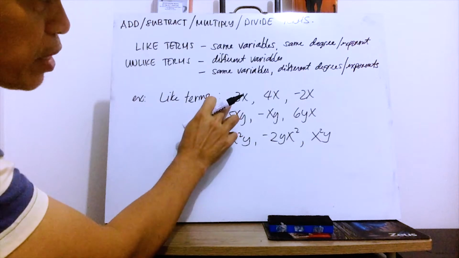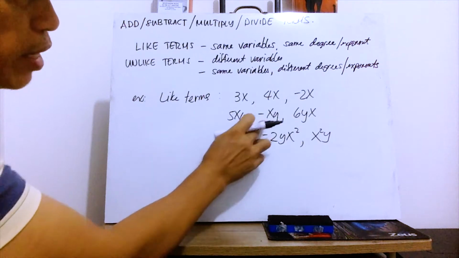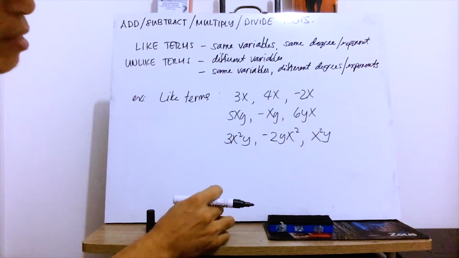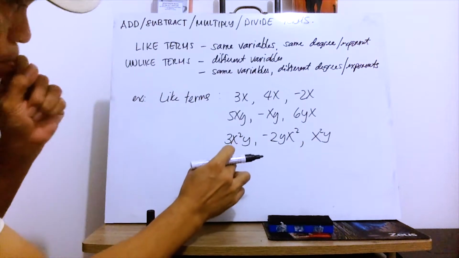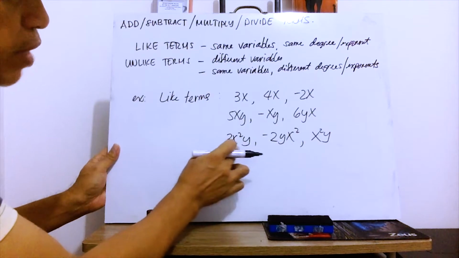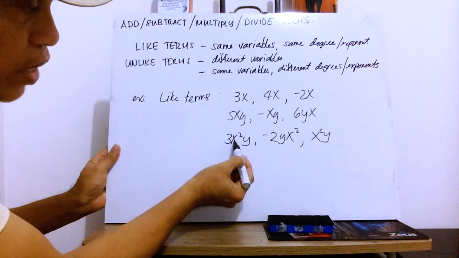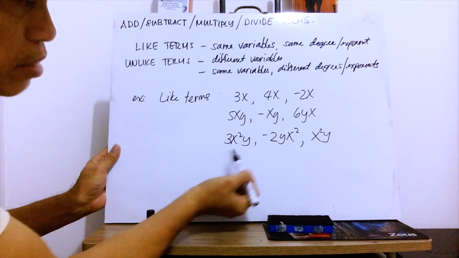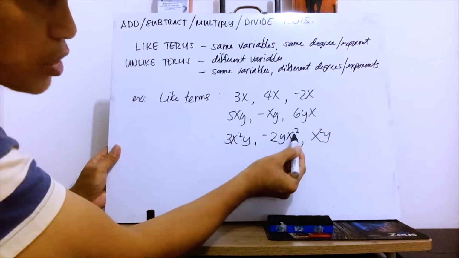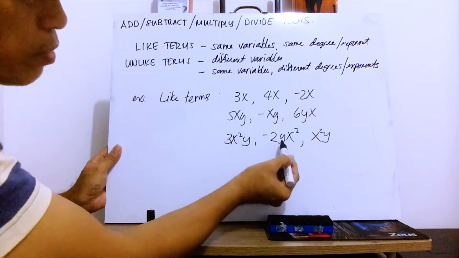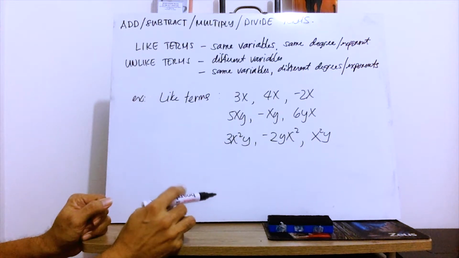So I can combine 3x, 4x, and negative 2x. I can combine 5xy, negative xy, and 6yx. The arrangement of the variables does not matter. So I can add or subtract 3x squared y, negative 2yx squared, and x squared y. Notice the degree of x is 2 and the exponent of y is 1. It should be constant throughout: x squared, x squared, x squared; y, y, y. So those are like terms.